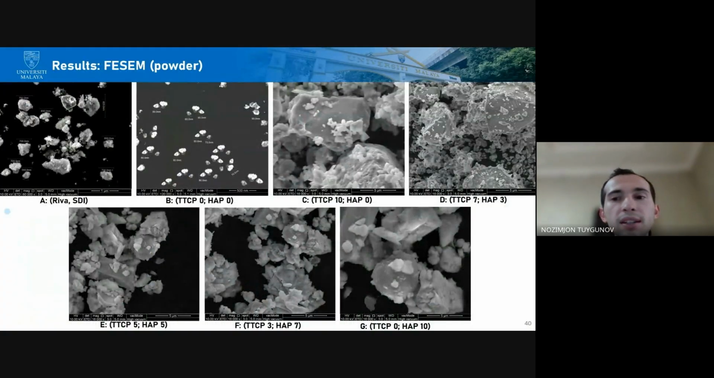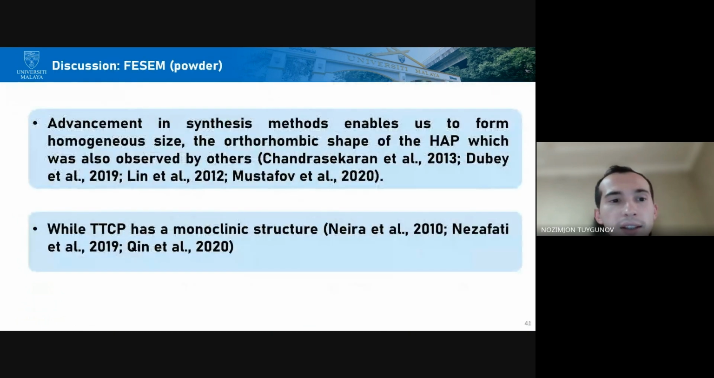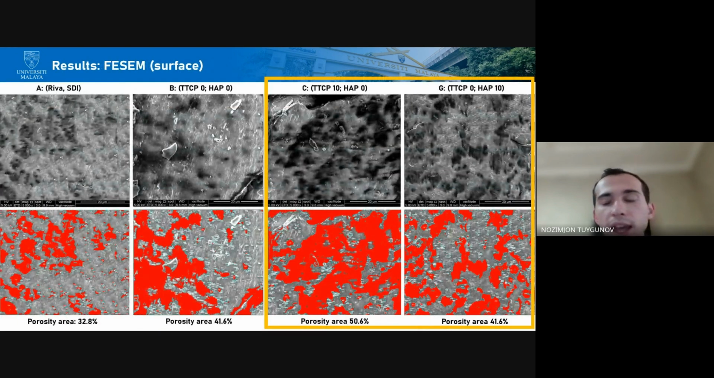So here we can see the analysis of the powder of our material. These here are the different materials we can see under the SEM analysis, and we proceed with porosity analysis using ImageJ software. As you can see, group C, which consists of 10% of TTCP, the porosity area was 50%. However, in group G the porosity area was 41%.